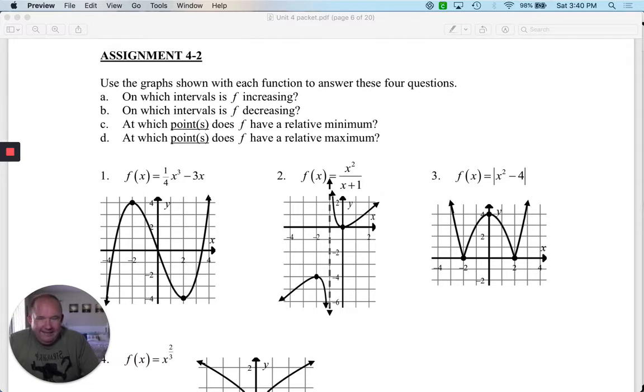So 1a, on which intervals is it increasing? From negative infinity, and we're looking left to right, where is it rising? From negative infinity to negative 2. We're just looking at the x coordinates. Is it increasing anywhere else? Yes. From 2 to infinity. Part B. Where is it decreasing? It's decreasing from negative 2 to positive 2. And I'm using round parentheses when I do it.